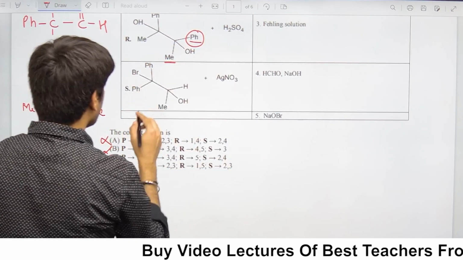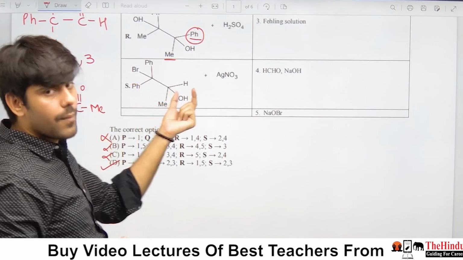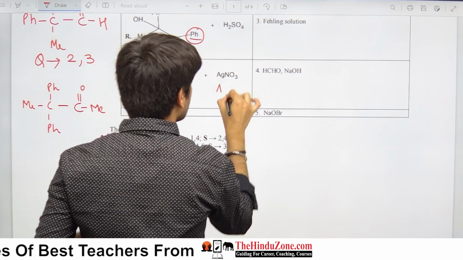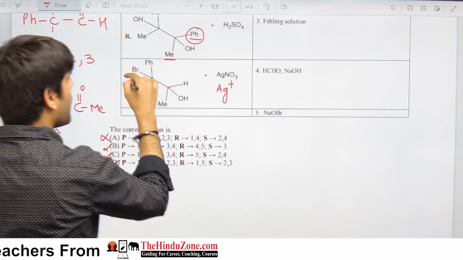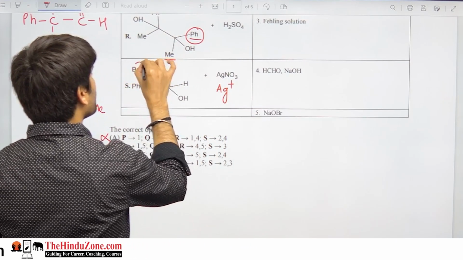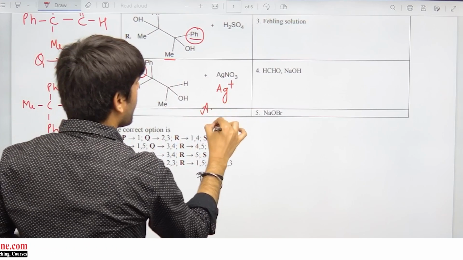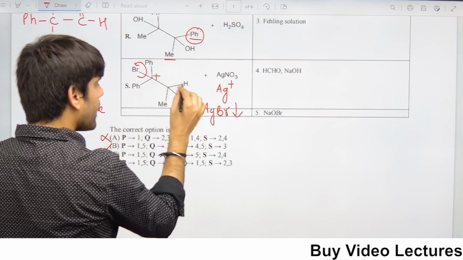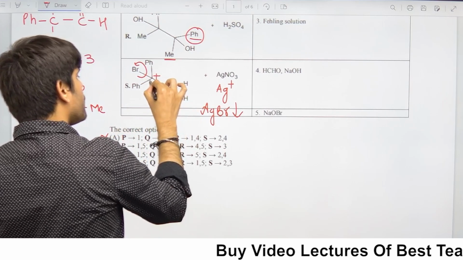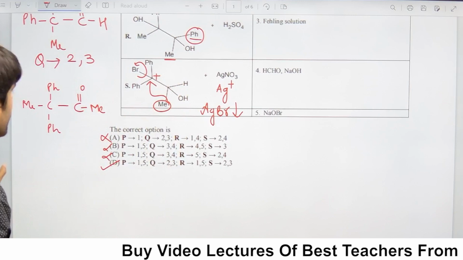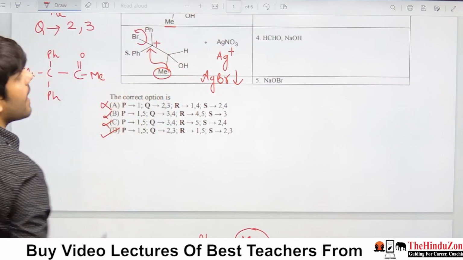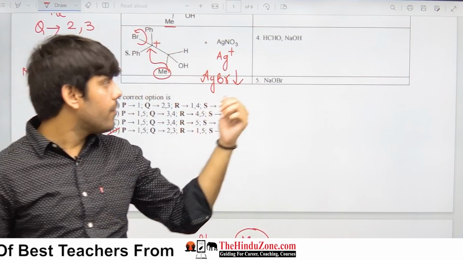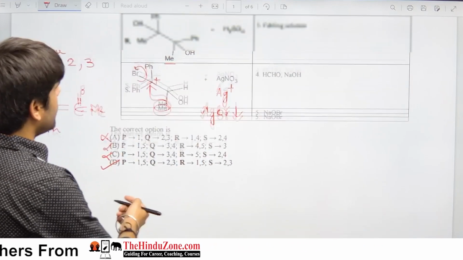In the last one, if you see carefully, this is also an example of semi-pinacol-pinacolone rearrangement where I have Ag plus. Now this Ag plus is for this Br minus. So this will leave in the form of Br minus and form a pale yellow precipitate of AgBr, and I get a positive charge over here. Again the same thing, this methyl will shift to this carbon, and what you get is again an aldehyde. So again an aldehyde means that it will reduce Tollens reagent and Fehling solution. So basically this D is your right answer.